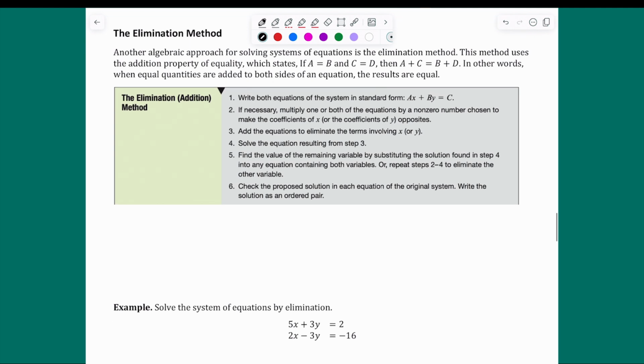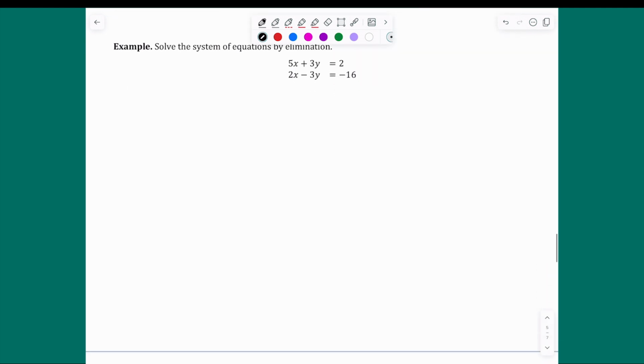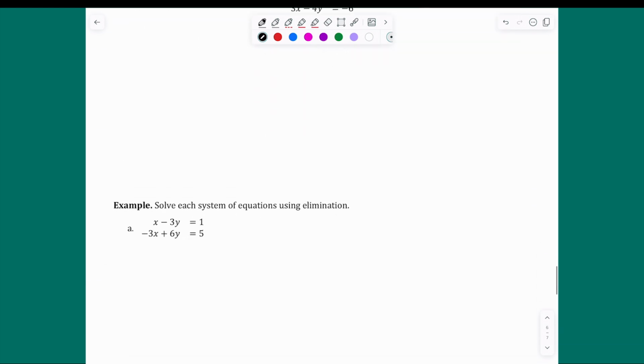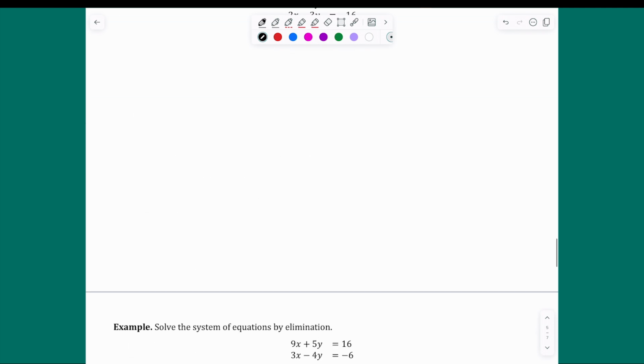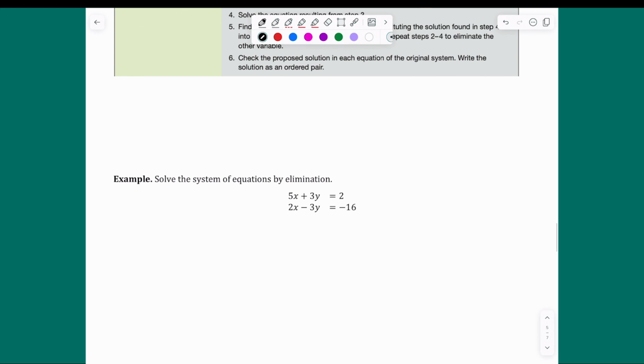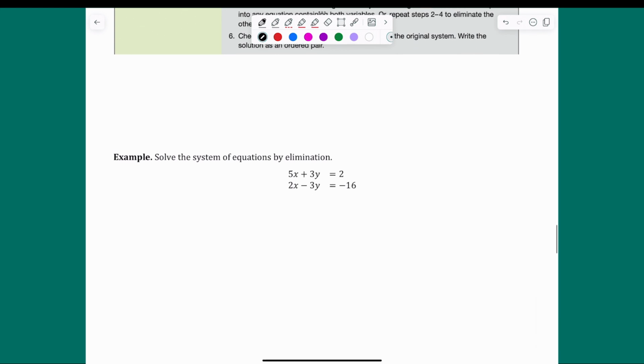Alright, let's see an example of this. Okay, so this next problem here, we're going to solve the system of equations by elimination. Alright, so let me go ahead and call this equation 1 and equation 2. And what I'm going to do is eliminate the variable y. I notice they already have coefficients that are opposites. And so what we're going to do is add equation 1 and 2.